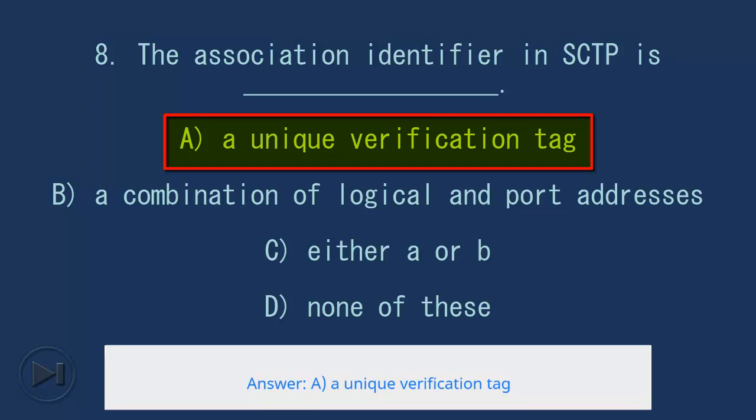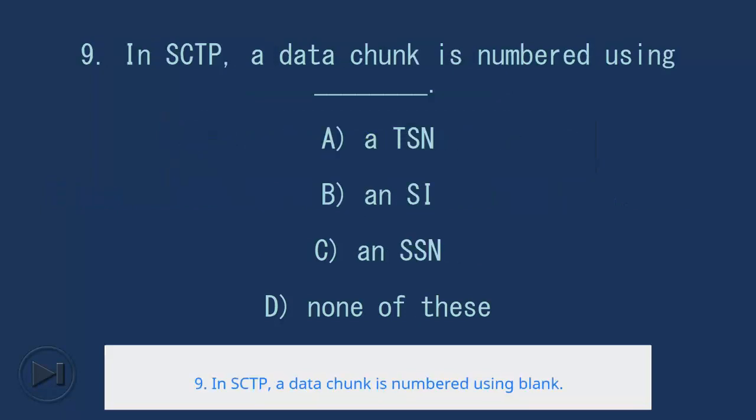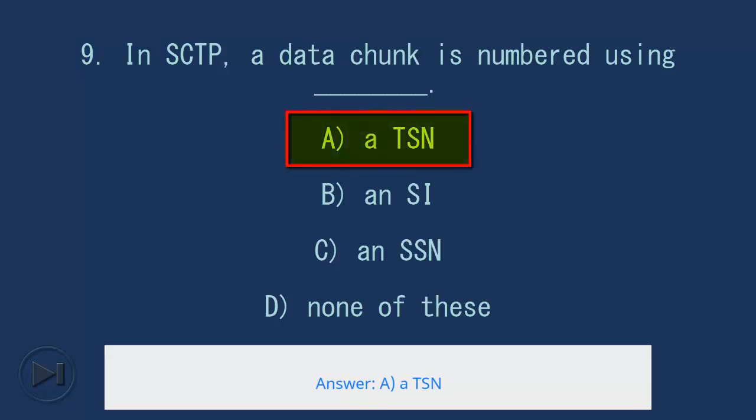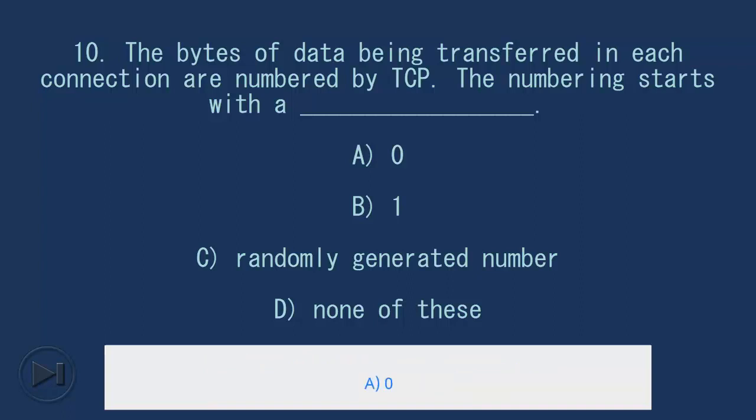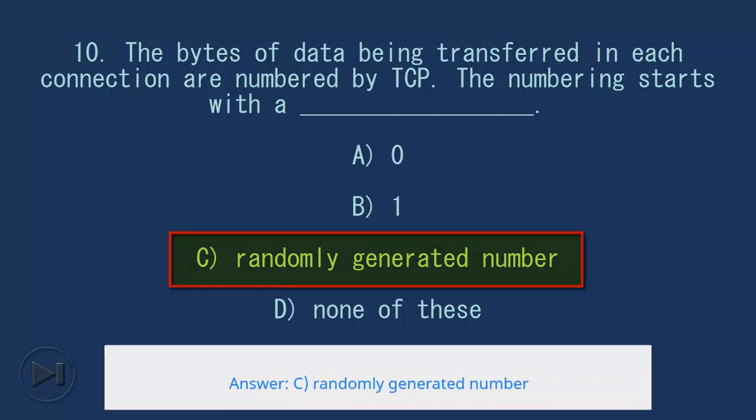A unique verification tag. 9. In SCTP, a data chunk is numbered using blank. A. A TSN. B. An SI. C. An SSN. D. None of these. Answer, A. A TSN. 10. The bytes of data being transferred in each connection are numbered by TCP. The numbering starts with a blank. A. 0. B. 1. C. Randomly generated number. D. None of these. Answer, C. Randomly generated number.